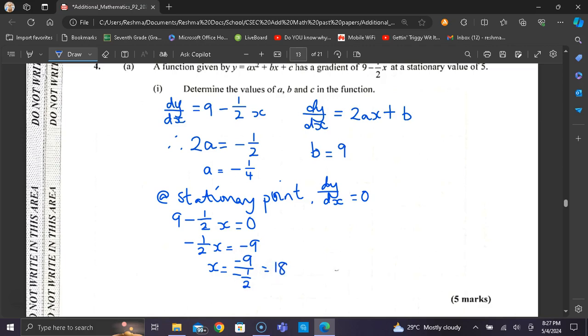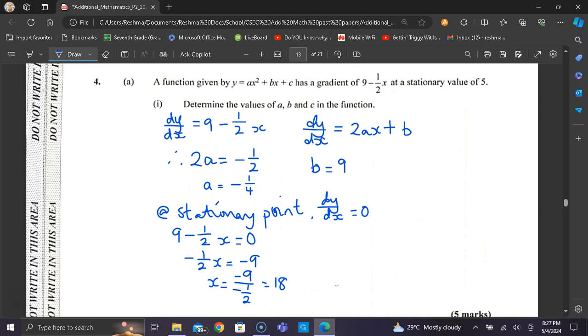So now that we have our x value, we can find our value of c, because they told us that the stationary value is 5. That means at the stationary point, the y value is equal to 5. So substituting into our function, if y is 5, 5 will be equal to a, which was negative a quarter, times x squared. So x is 18, so 18 squared, plus b, which is 9, times x, which is 18, plus c.